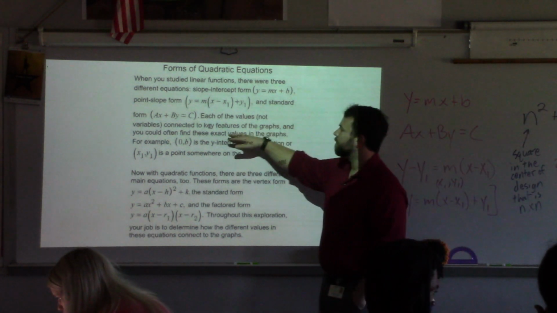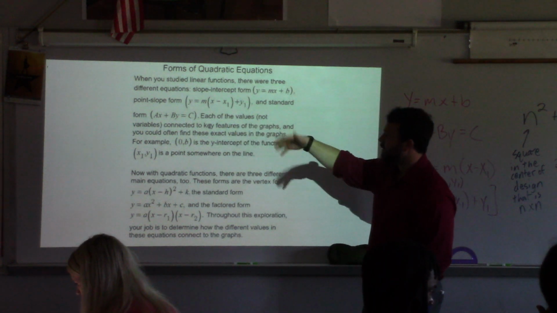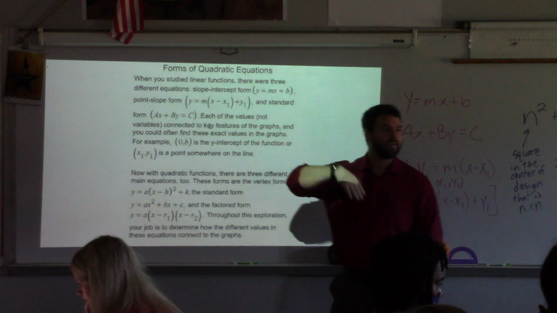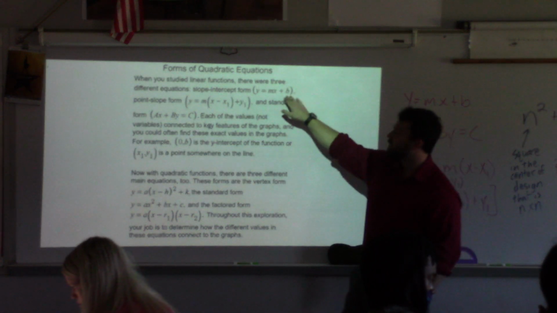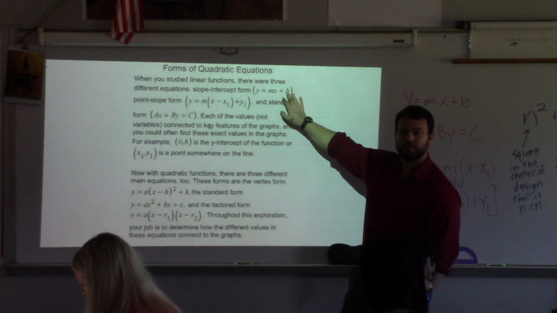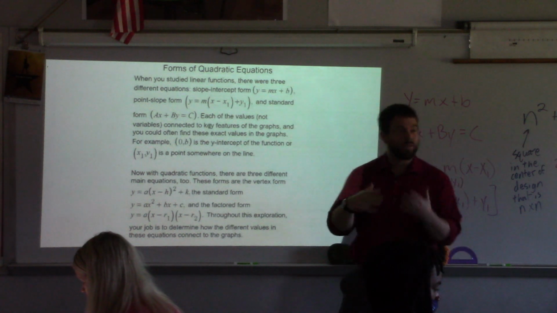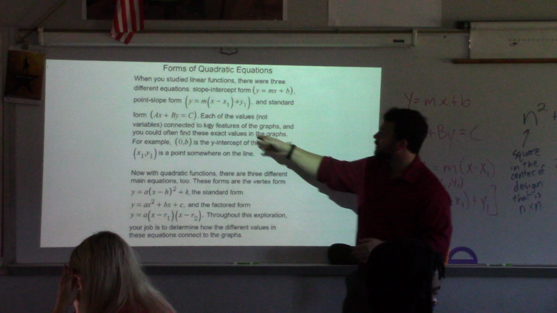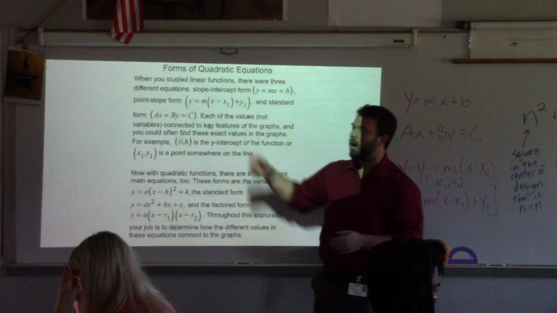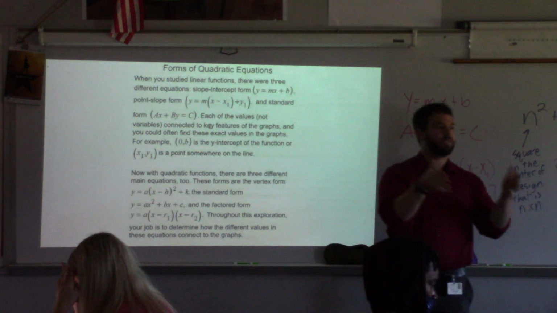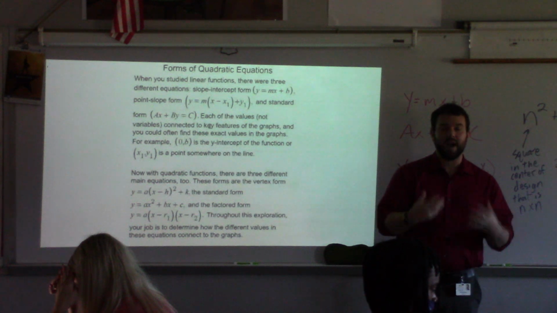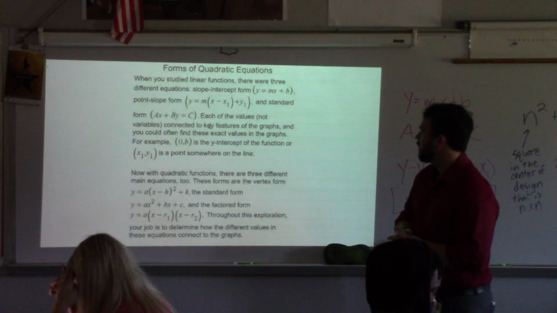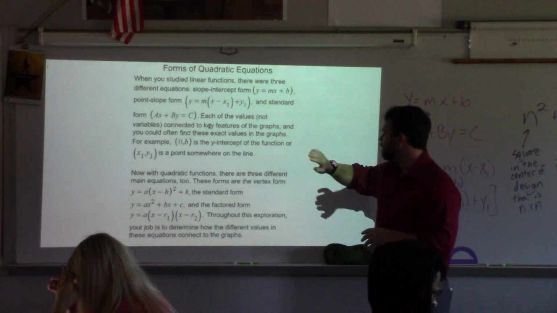And then standard form. Each of the values, not the variables, but the values, right? So the m, that was our slope, rise divided by run. B was the what? Y-intercept, right? So the b connected directly to something on the graph. Similarly, with point slope, x1 and y1, that was a point somewhere on the graph, right? The values connected to the graph in very specific ways. Right? So I talk about that a little bit here.